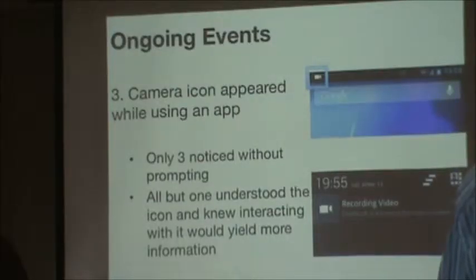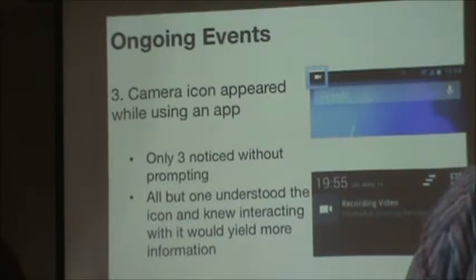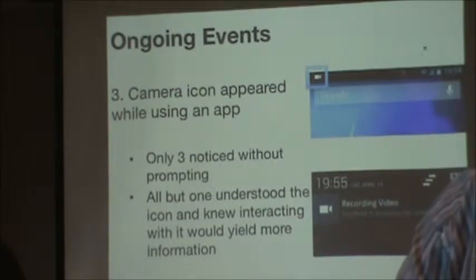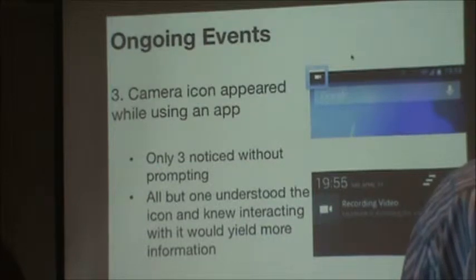And the third scenario was ongoing events. So we had them do another task where we had them open up a newsreader and just read some stories. And while they were doing this, we had instrumented the phone for this camera icon to appear. And we chose the camera icon because we thought that might be a lot more alarming than something else, that they're suddenly being recorded.